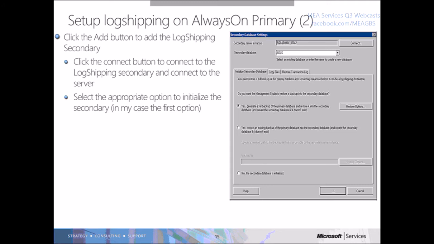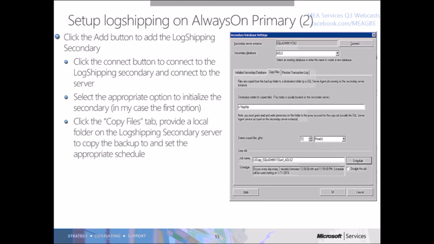We then click on the copy files tab. So when you click on the copy files tab, we basically are going to say that, okay, we have taken a backup on the primary. Where are we going to copy this? On the LogShipping secondary server. So in my case, I have provided a local folder on the LogShipping secondary, which I have mentioned as C LogShip. So it could be any other different folder on any of those LogShip secondary servers.